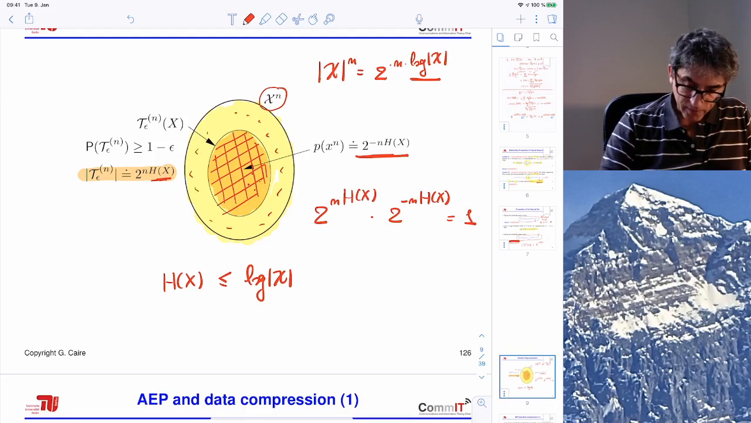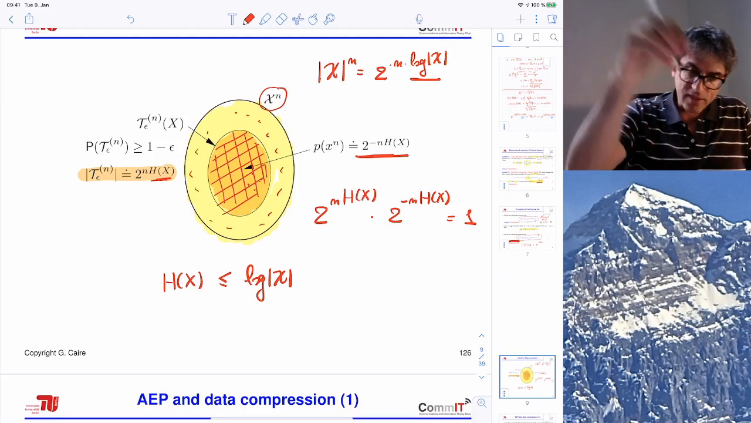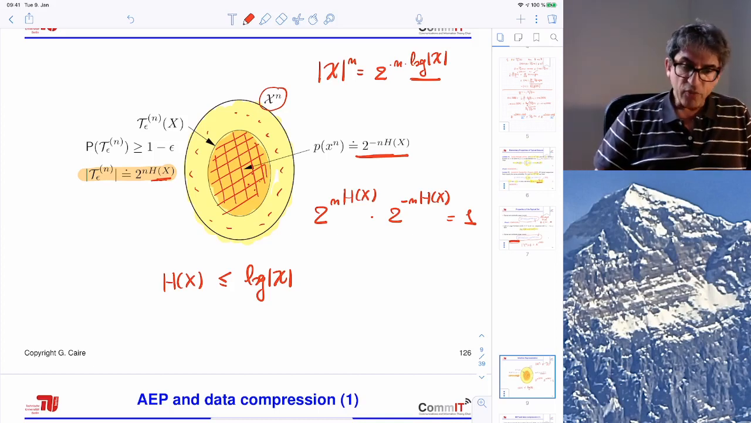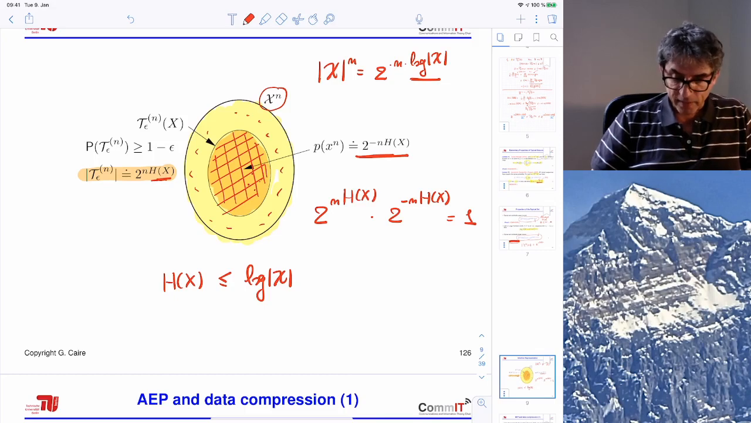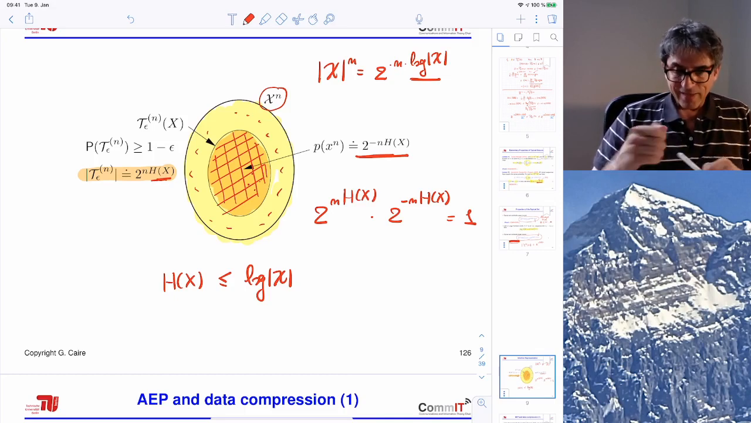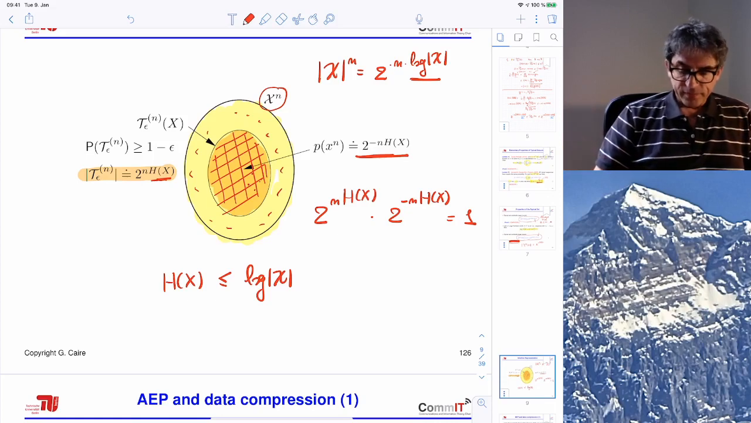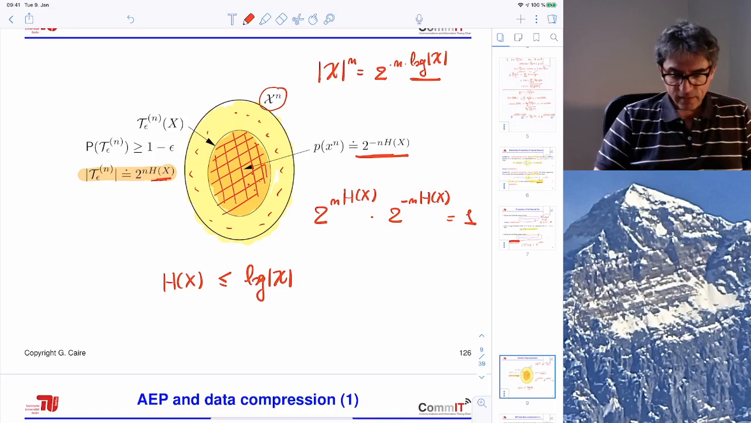Which means that sequences that are not typical, overall, not just individually, overall, if you sum over all the non-typical sequences, you find a very, very small probability, in fact an exponentially vanishing probability, which means that for very large n, the event that a non-typical sequence occurs is an extremely rare event. And in fact, its probability goes to 0 exponentially fast with n. Okay? I hope that this is clear.